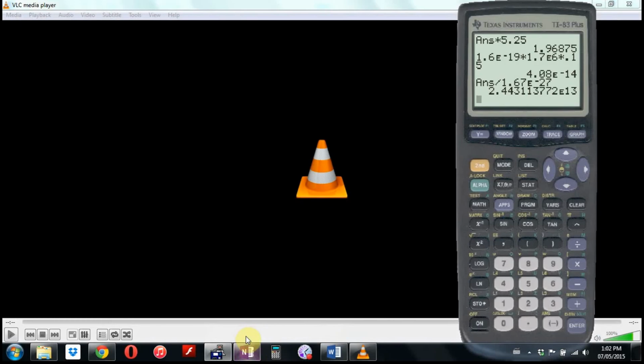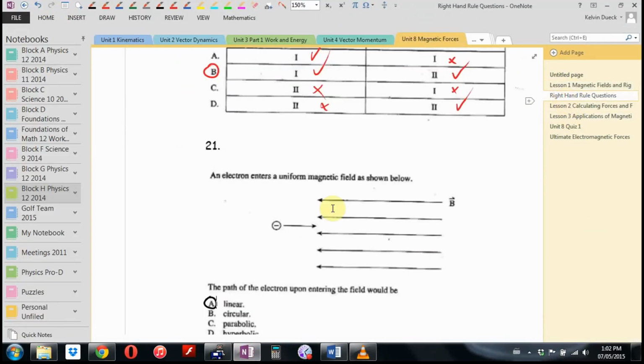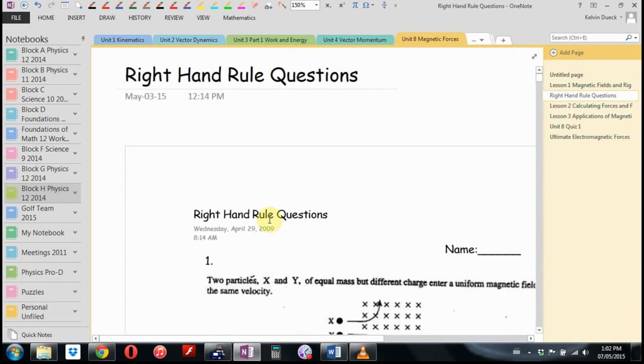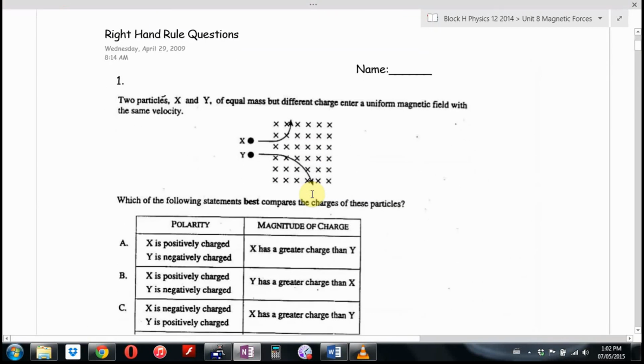Can we go back to the right-hand rule handout, please? We're going to practice some more. Number one. 2 particles, X and Y, of equal mass, let's underline that, I bet you that's important, but different charge enter a uniform magnetic field with the same velocity. Which of the following best compares the statements?